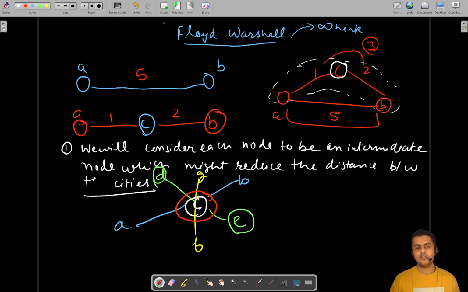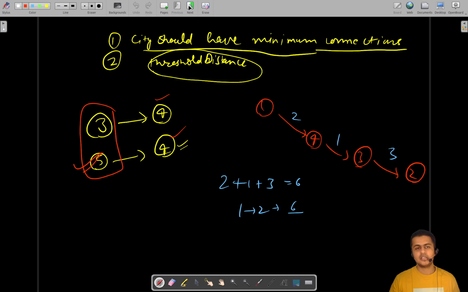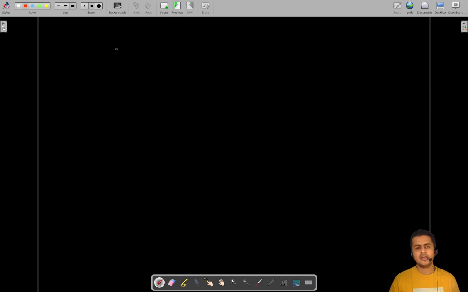So what kind of distance array are we talking about, or the distance graph? Let's take a new slide. We will have a 2D array, with the source on one axis and the destination on the other. You can call it a distance graph. It will be a 2D graph, and let's consider there are two cities, a source city and a destination city.